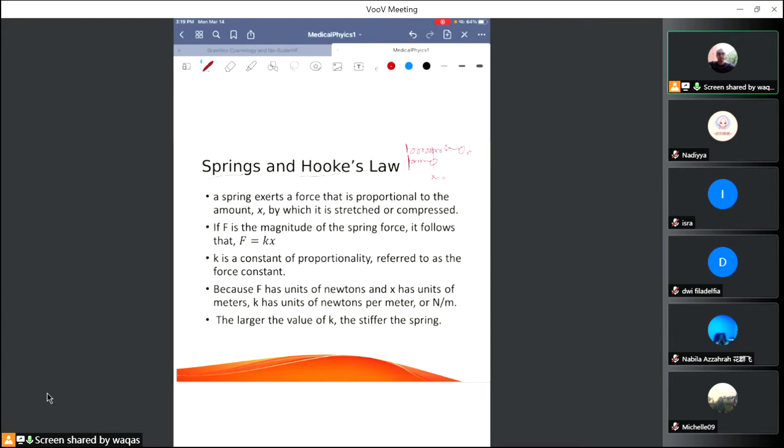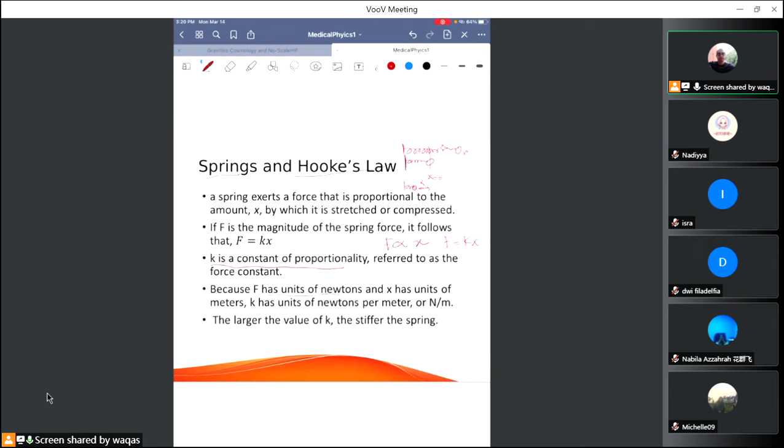When you leave this spring, it comes back, for example, here. So x distance it comes back. The force acting on a spring is proportional to the distance, so force is proportional to x. When we remove the proportionality, we have F equal to kx, where k is a constant of proportionality called the spring constant. The force has a unit of newton, x has a unit of meter, and k has a unit of newtons per meter.